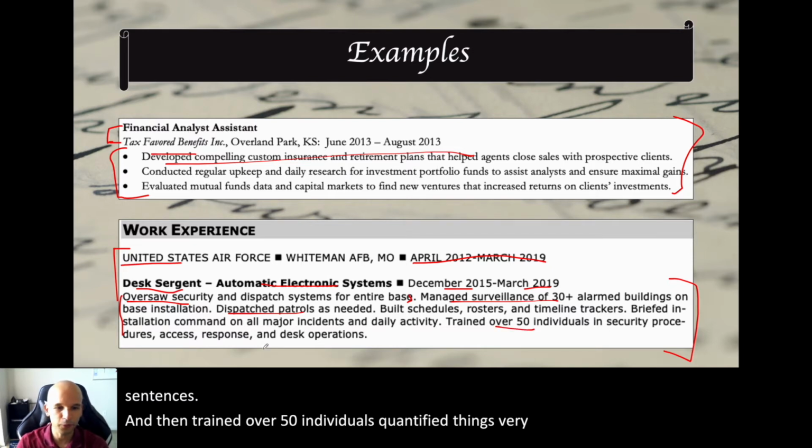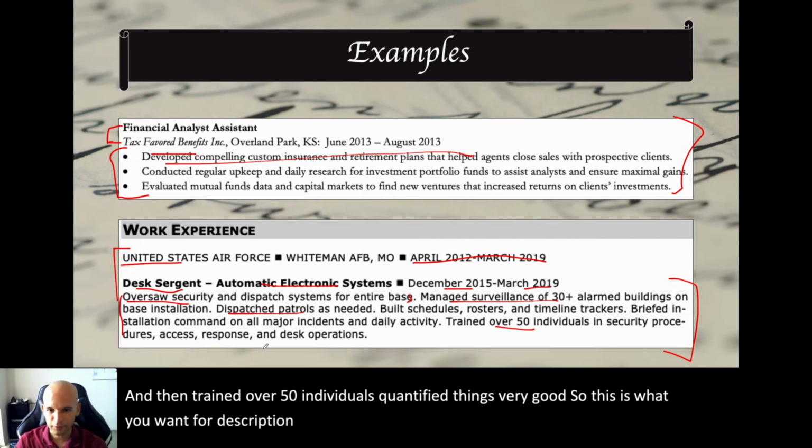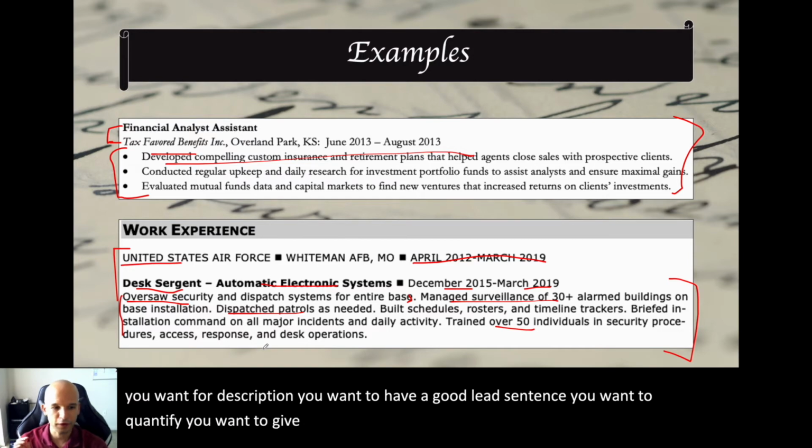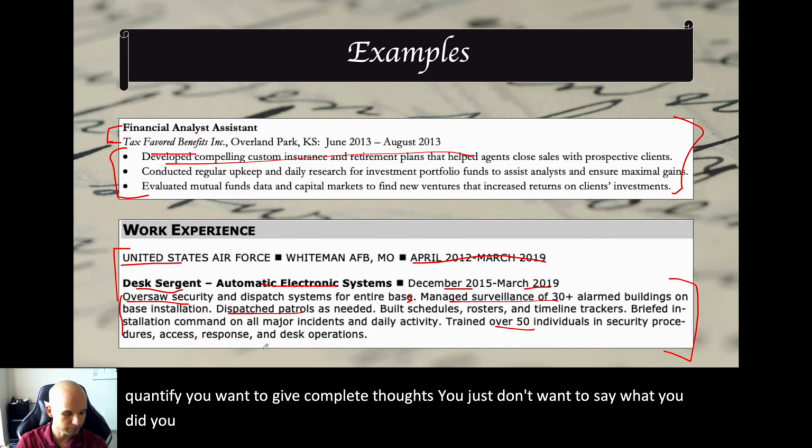So this is what you want for a description. You want to have a good lead sentence. You want to quantify, you want to give complete thoughts. You just don't want to say what you did. You want to say why it was significant.